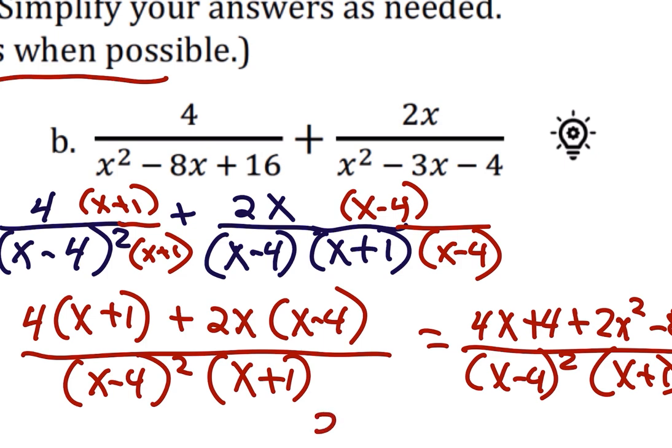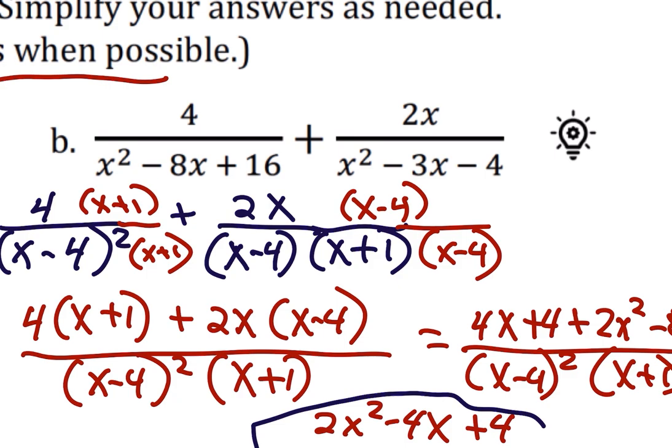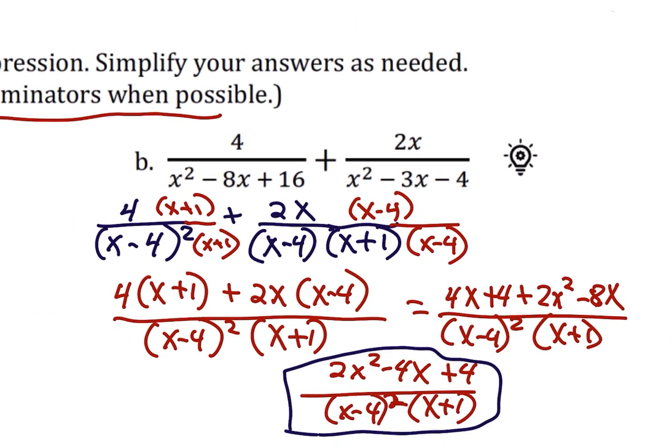Now we're just going to combine our like terms in the numerator and write it in descending order for our final answer. So we have 2x squared, and then the 4x and the negative 8x give us minus 4x, plus 4, all over x minus 4, the quantity squared, and x plus 1. You could try factoring the numerator, but I can tell you it is not going to factor and cancel with anything in the denominator. So this answer is totally an appropriate way to leave your final answer.